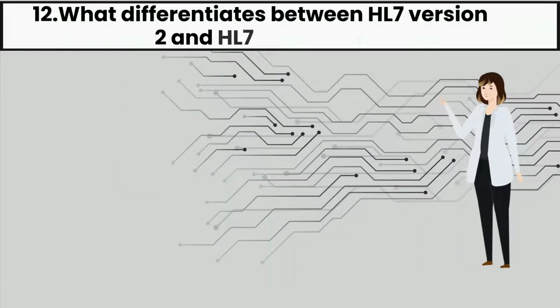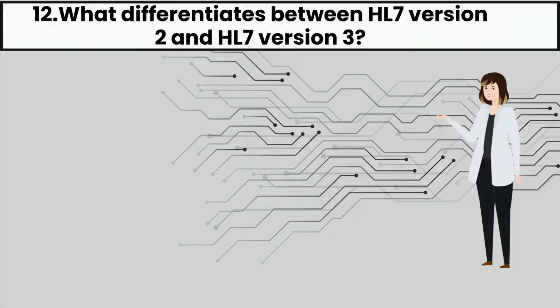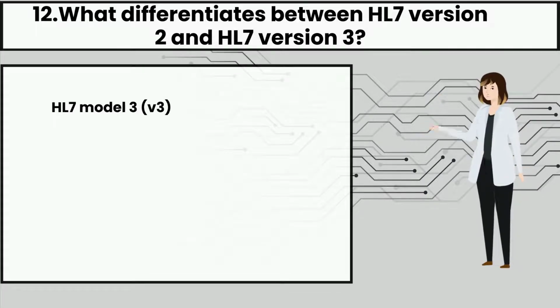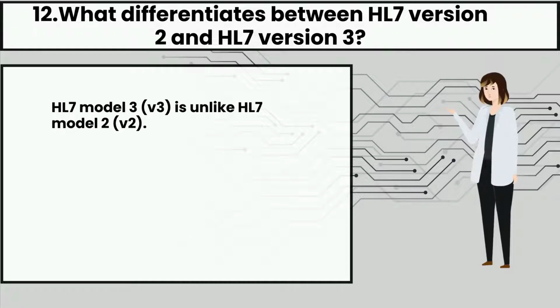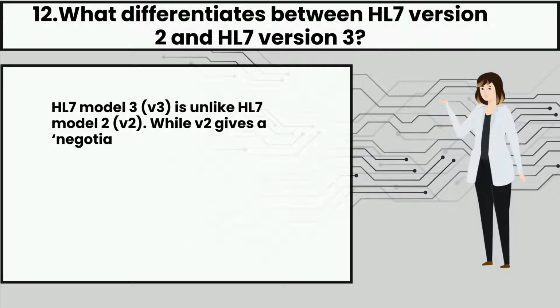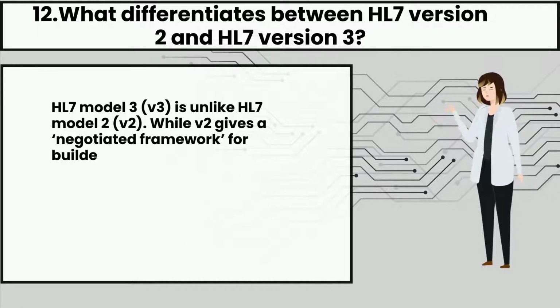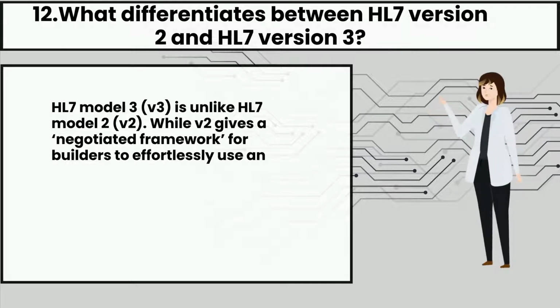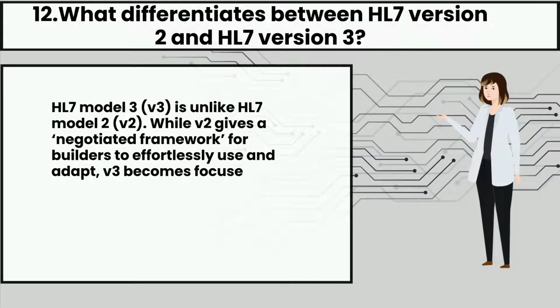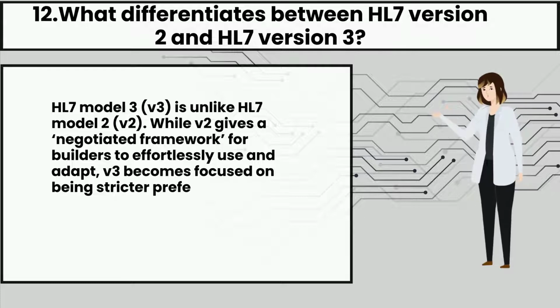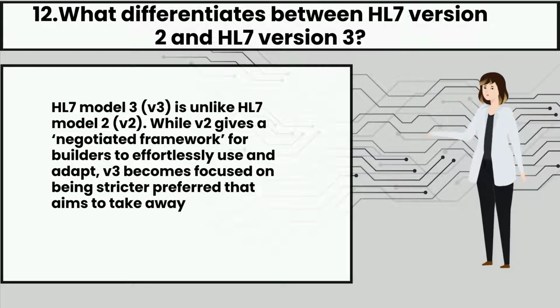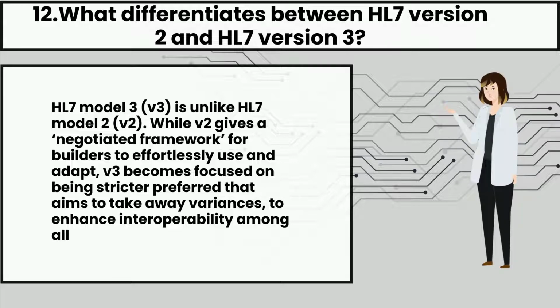12. What differentiates HL7 version 2 and HL7 version 3? HL7 version 3, V3, is unlike HL7 version 2, V2. While V2 gives a negotiated framework for developers to easily use and adapt, V3 focuses on being a stricter standard that aims to remove variances, to improve interoperability among all users of the standard.